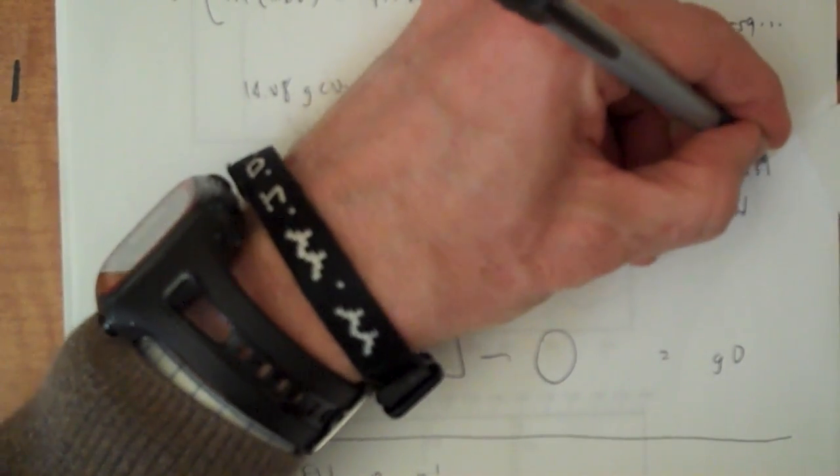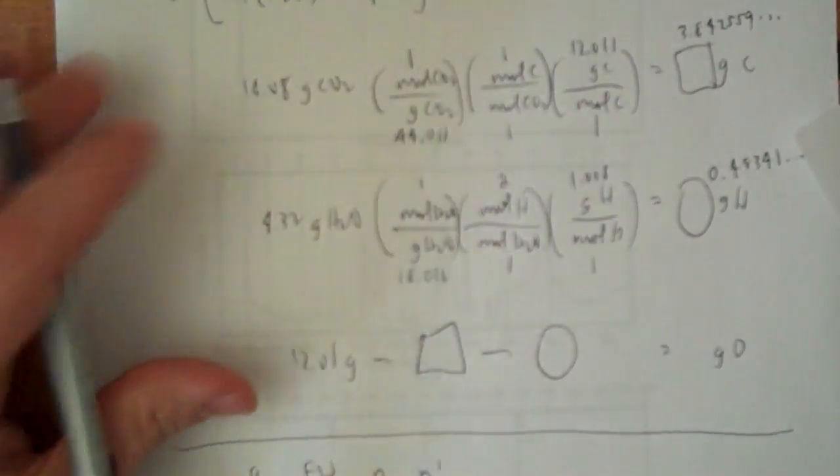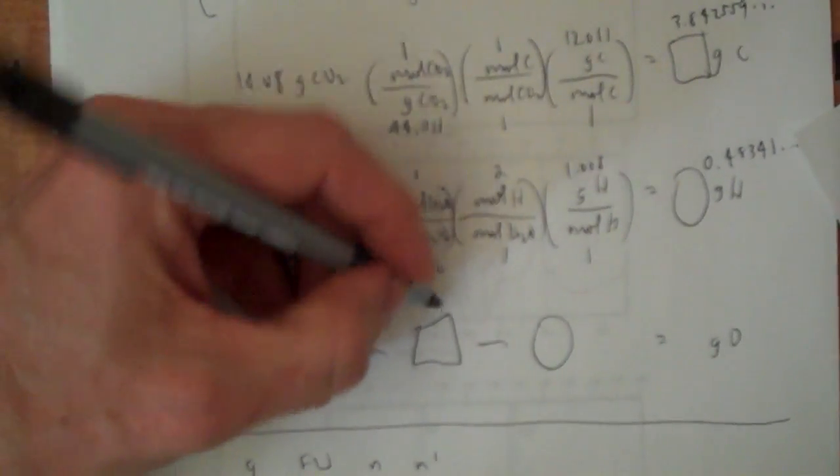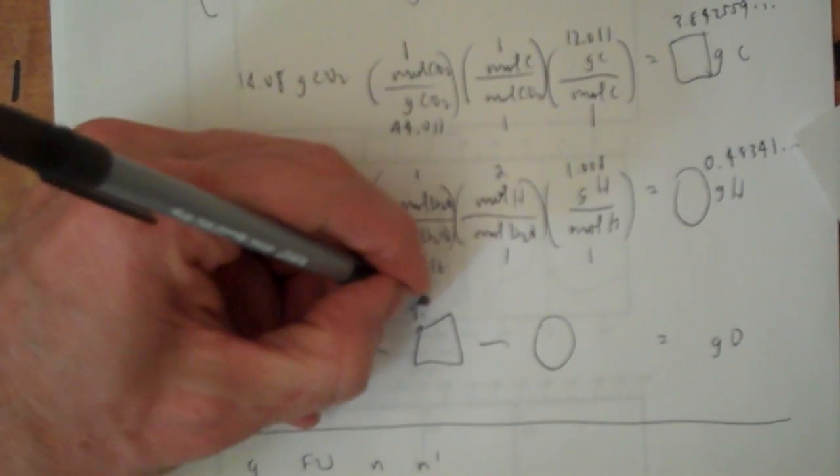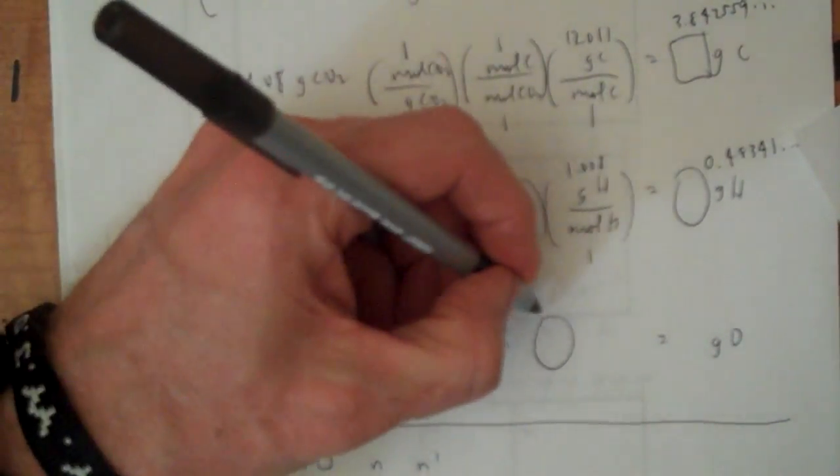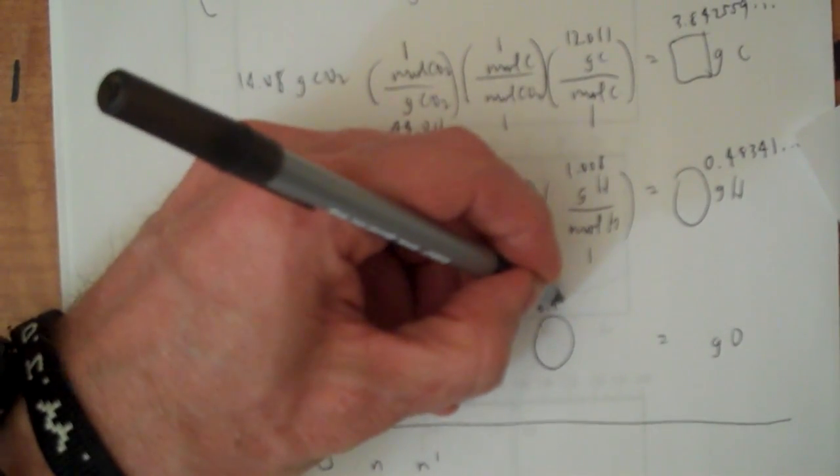Okay, so this should give you 0.48341 and so on. This is going to be about 3.843. This is going to be about 0.4834. And so our grams of oxygen.